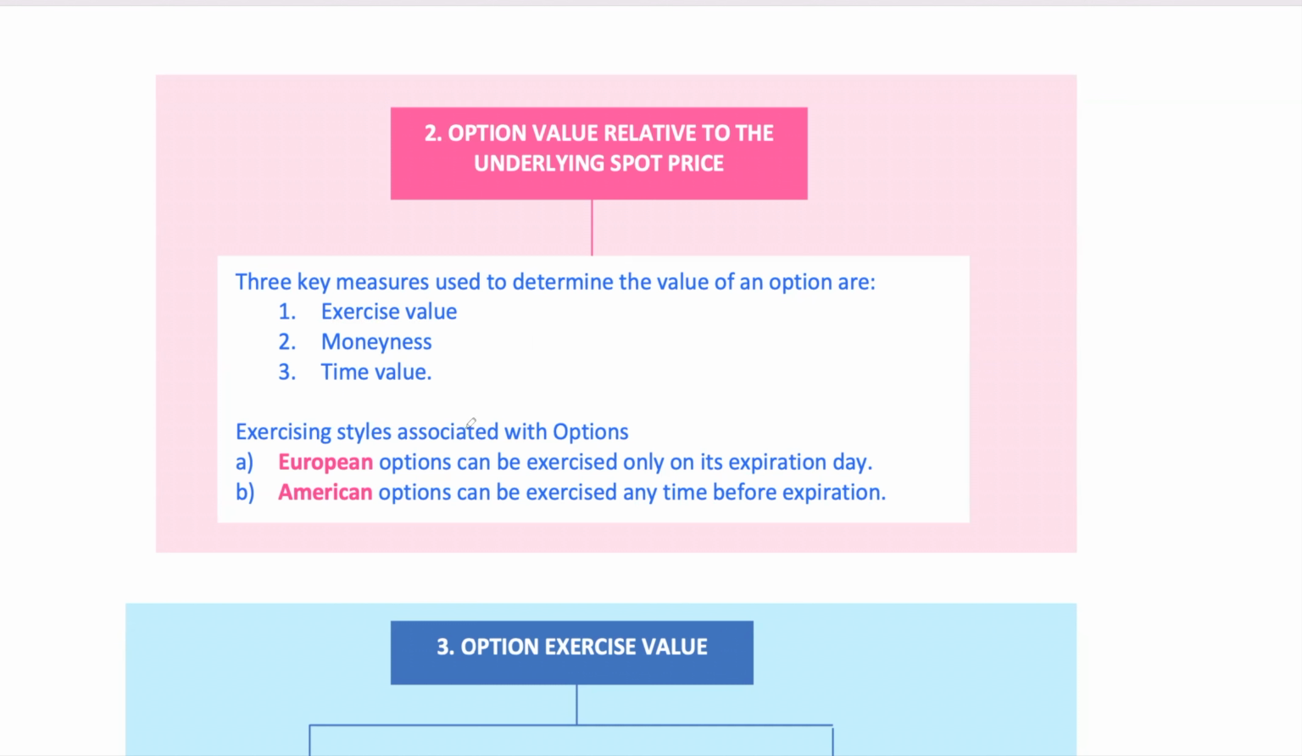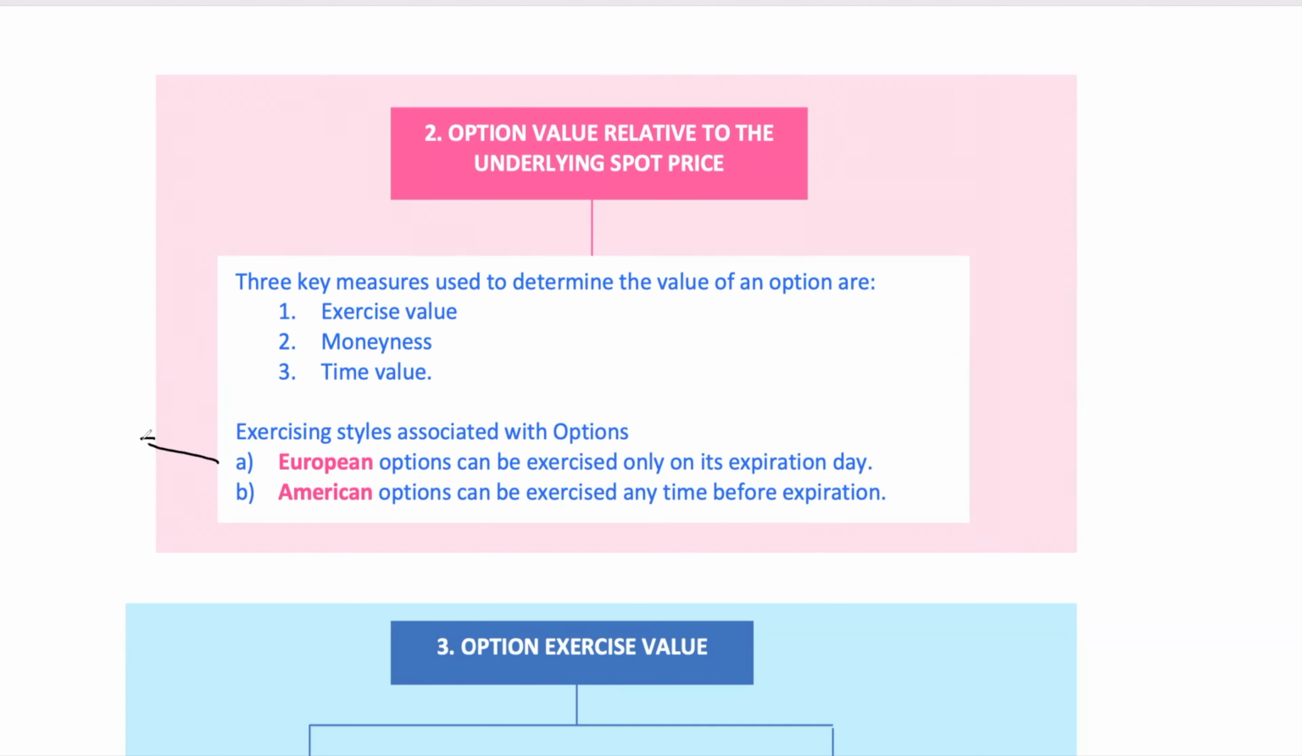And of course, there's a difference in the style of exercise. There are two styles of options you'll see. European options only let you exercise at maturity, while American options let you jump in any time up to expiration. Having that flexibility can change an option's value.